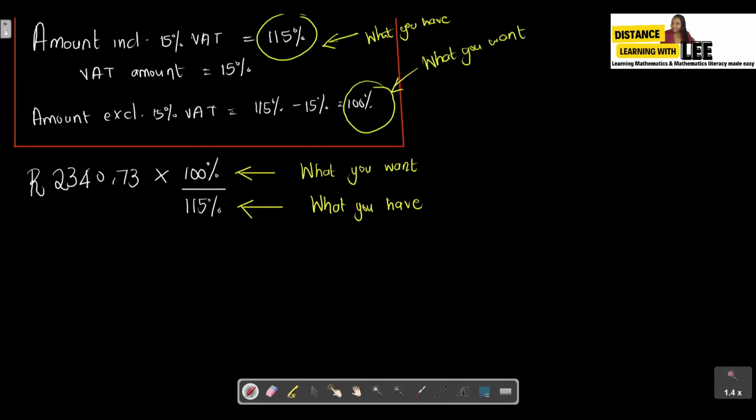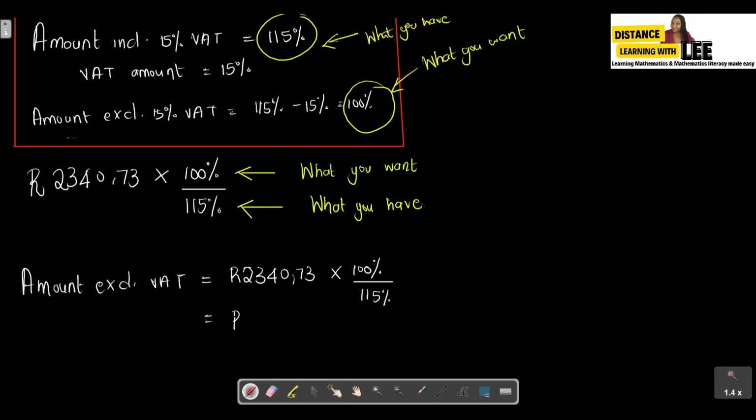Okay, what do we want? We want the amount excluding VAT, and that is 100%. What do you have? You have the amount including VAT, which is 115%, right? So if you literally punch these values into your calculator like this, you will get that the amount excluding VAT is equal to 2,035 Rand and 42 cents, right? So that is basically our final answer, right?